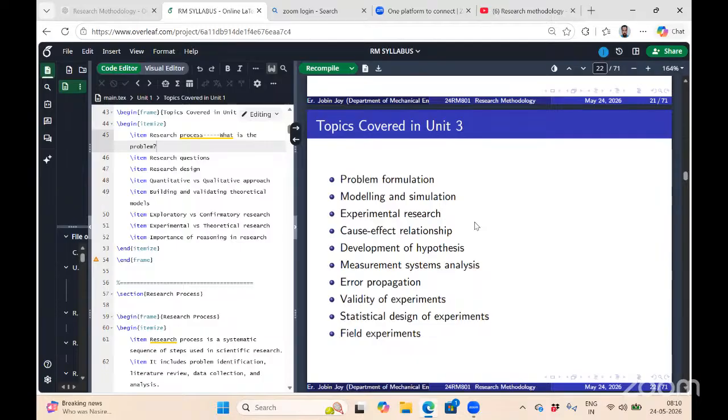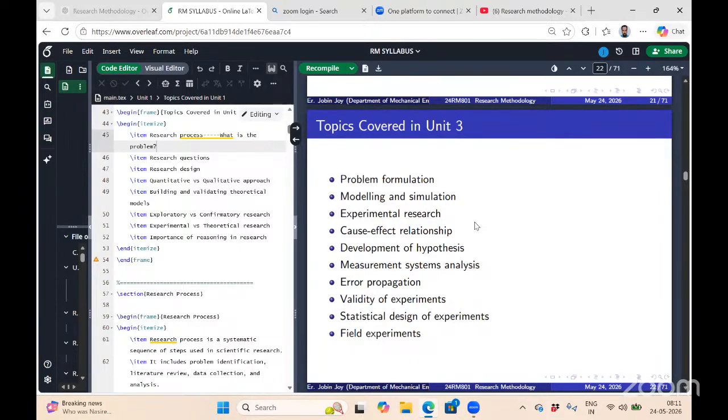Hypothesis means a testable prediction. For example, automation increases production efficiency. By doing experiments, we have to check whether this prediction is correct or not. After conducting the experiment, we check whether the statement, automation increases production efficiency, is correct. So a hypothesis is a testable prediction.